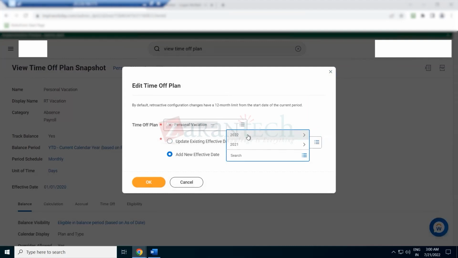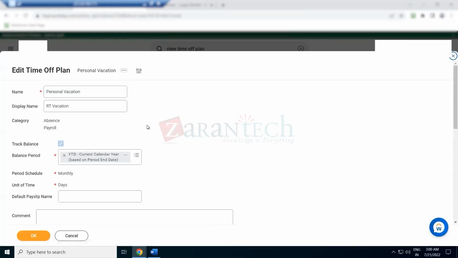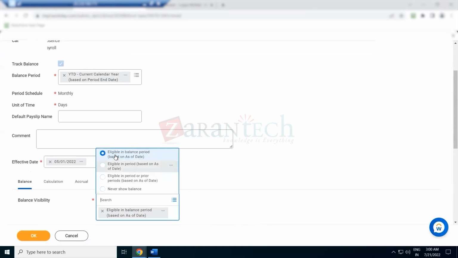No. As of date, like as of today, what the balance is, not the beginning period or end period. There are a few things I'll tell you. Balance visibility has a few things. Eligible in balance period, which is the fiscal period. Eligible in period means your current bi-weekly period, for example the whole 14 days period from the 21st. If you are eligible in that 14 days period, what balance you are having as of today, as of the date. There may be a difference. Like today you are eligible for this period. Tomorrow you are transferred to another country. Correct. So your time off plan is changed. Correct.